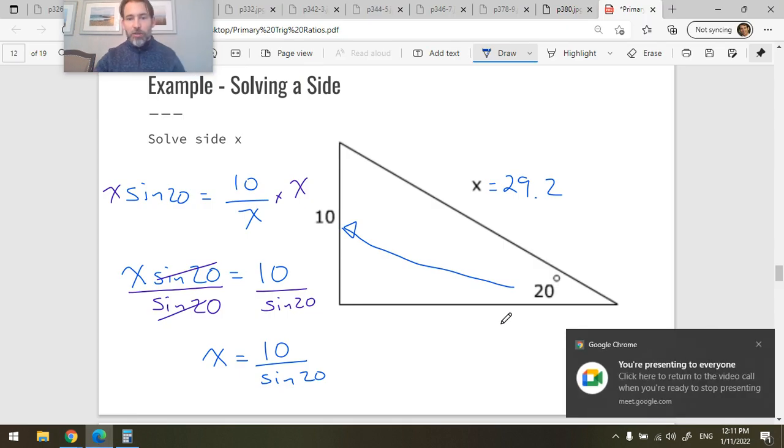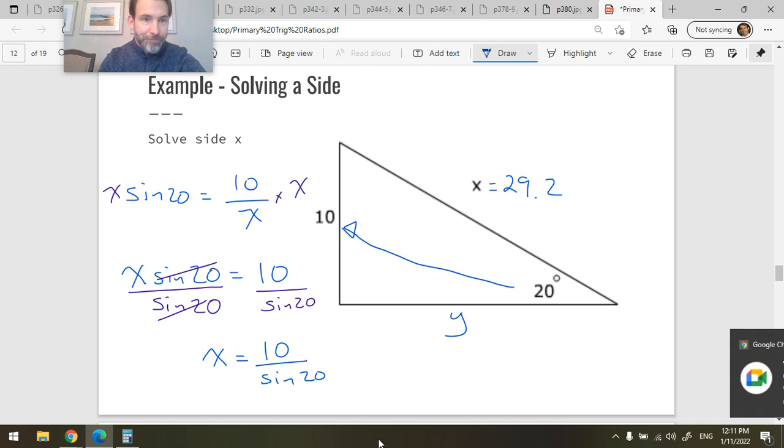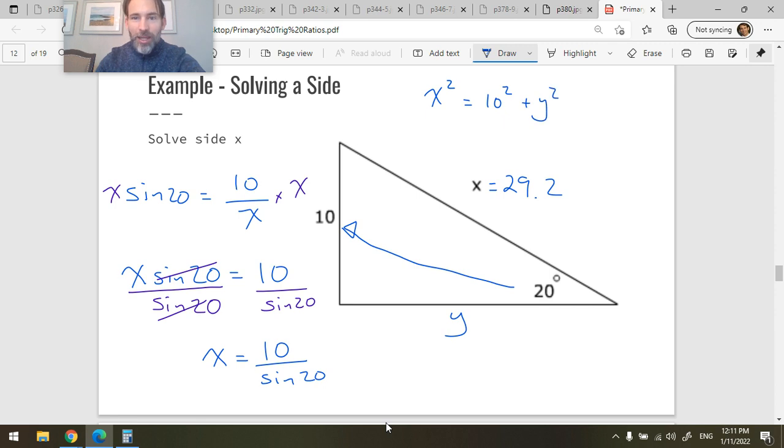So here, the reason I can't use the Pythagorean theorem is because I don't know this side. Call it y. If I knew that side, then I could do it, right? But if I set up my Pythagorean theorem, what I would have is x squared equals 10 squared plus y squared. And I only have one equation and two unknowns, so it's not solvable. But when I know this angle, then I can use my trigonometry, okay?